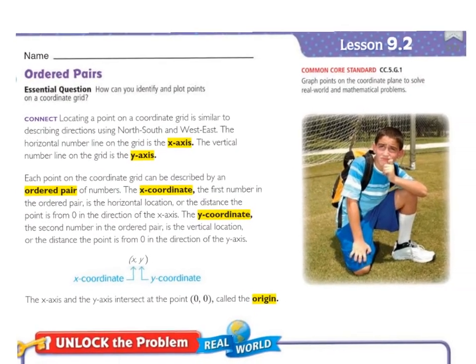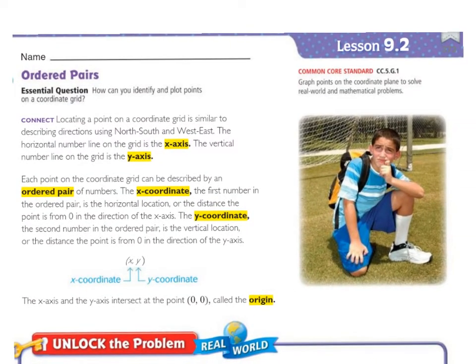Good morning. Today's lesson is 9.2. We are ordering pairs. Our essential question: how can you identify plot points on a coordinate grid?